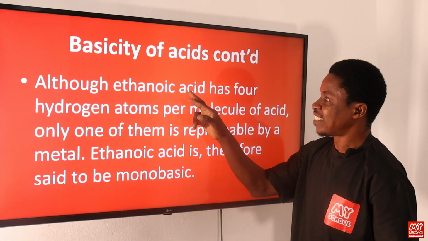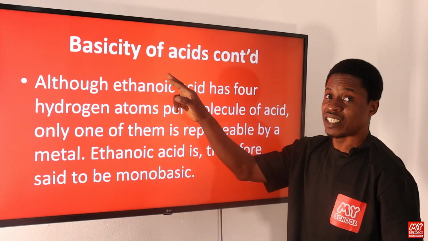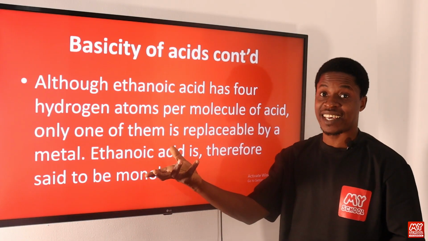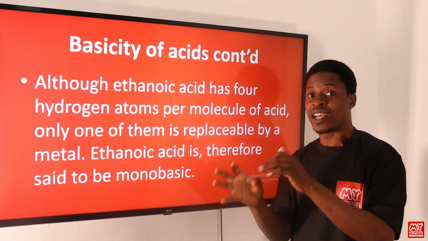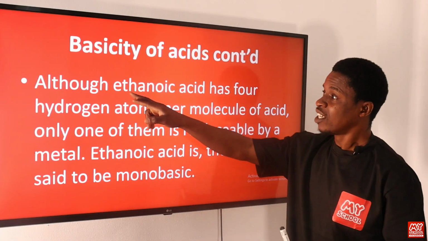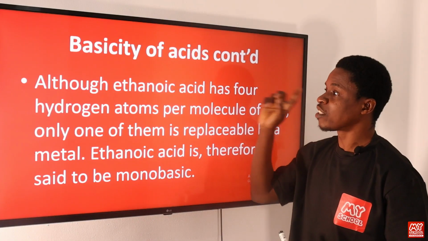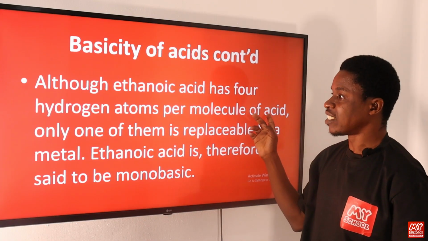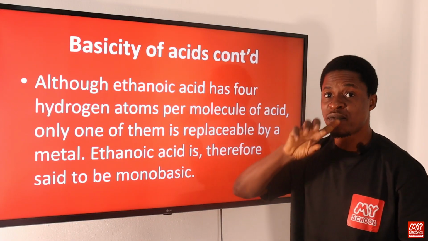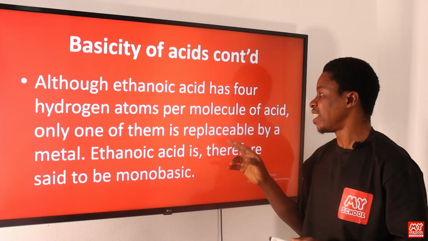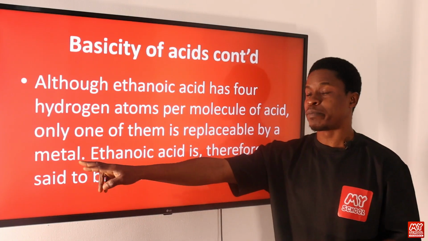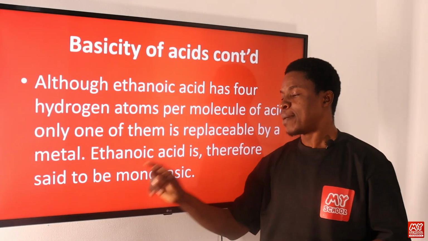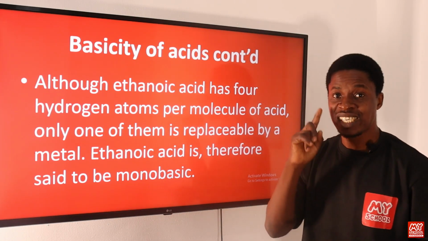Although ethanoic acid, that is CH3COOH, remember it has its source from vinegar, when we talked about organic and inorganic acids. Although ethanoic acid has 4 hydrogen atoms per molecule of acid, only one of the 4 hydrogen atoms is actually replaceable by a metal. Ethanoic acid is therefore said to be monobasic, or the basicity is actually what?